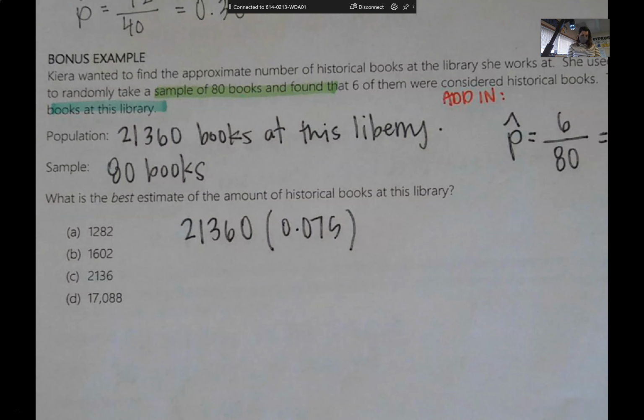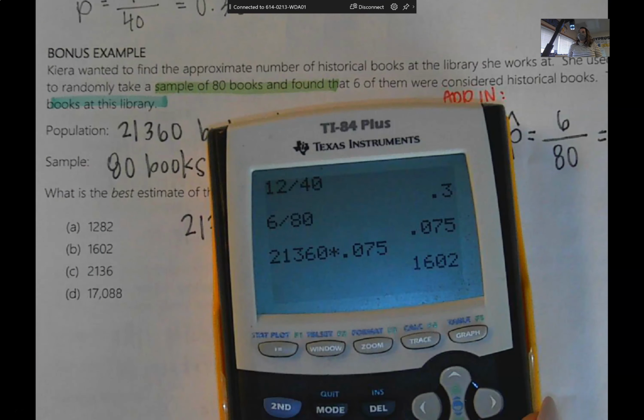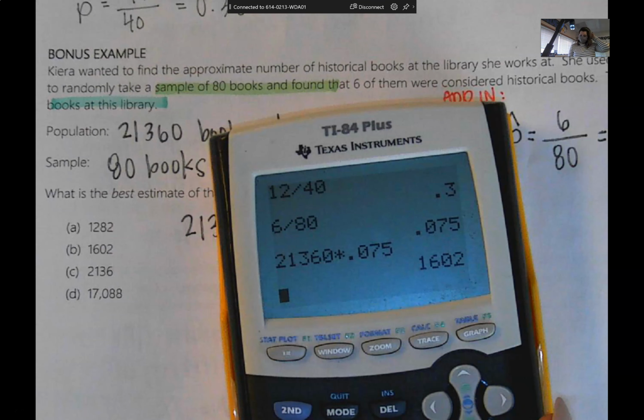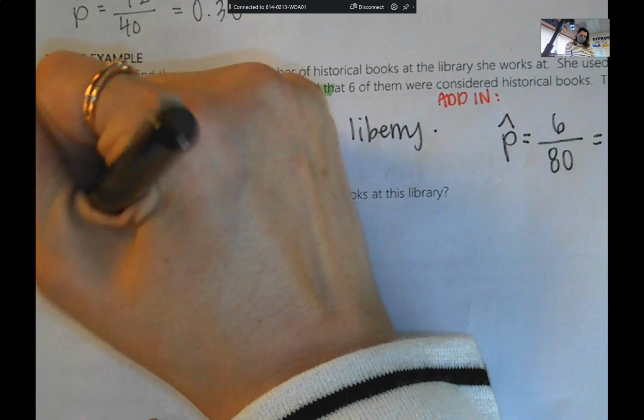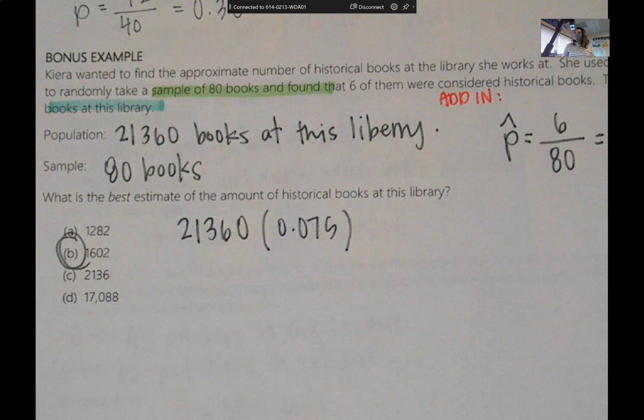21360 times 0.075, I got 1602. Is that an option? Okay. So B.